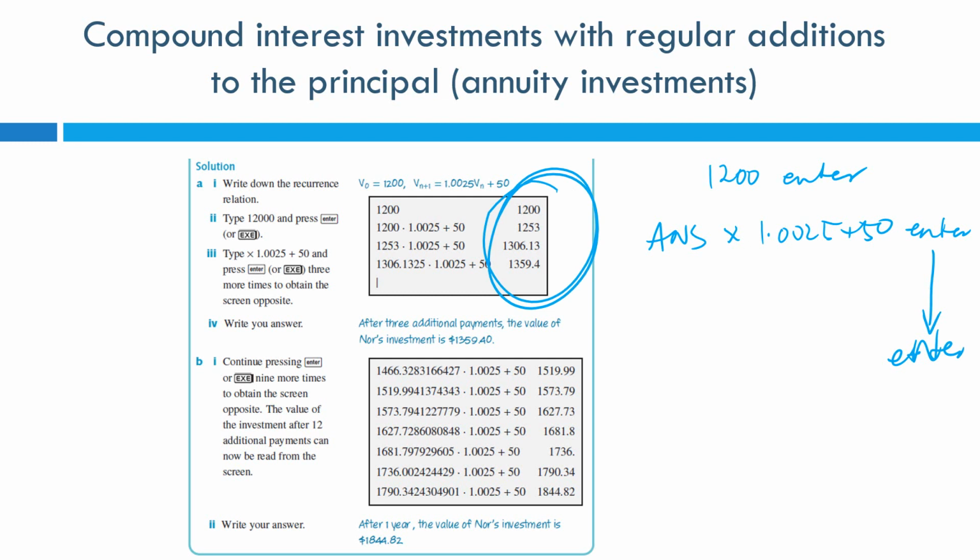So after 3 additional payments, the value of Nor's investment is $1,359.40. So if you did that for 12 months, you'll find out that the amount after 1 year that Nor's investment is worth is $1,844.82.